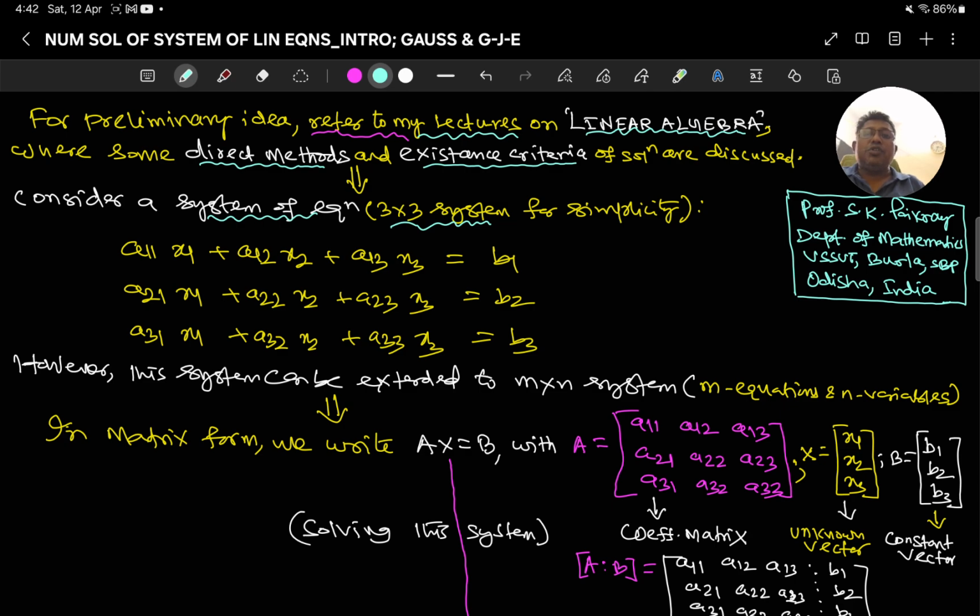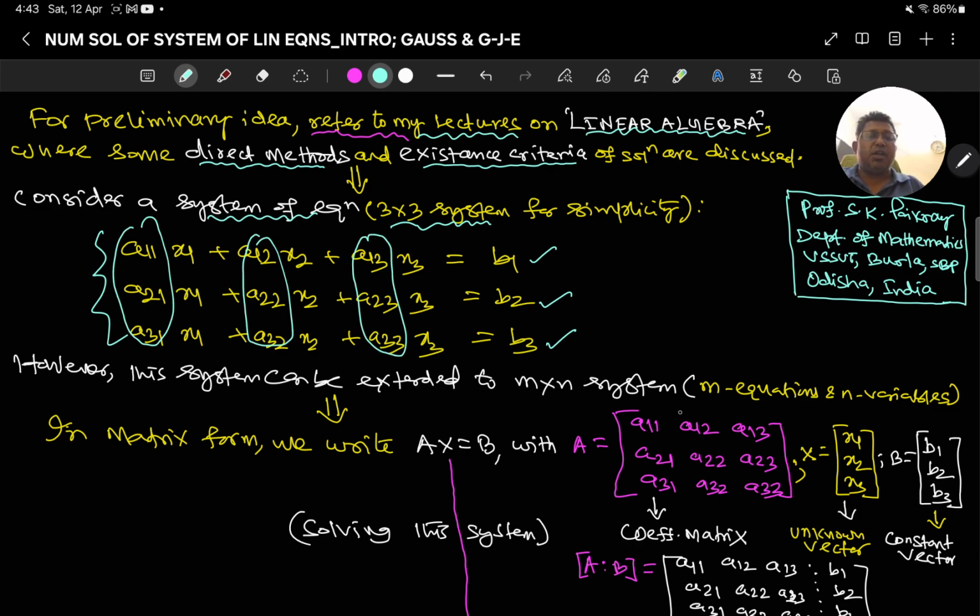So now if you consider a system of equations with three unknowns and three equations, a11 x1 plus a12 x2 plus a13 x3 is equal to b1, and a21 x1 plus a22 x2 plus a23 x3 is equal to b2, and likewise. Now in matrix form we write this. These are the coefficients. We separate the coefficient matrix A, we separate the variables x1, x2, x3, and we separate the right hand side constants b1, b2, b3, and we write in matrix form Ax is equal to b.